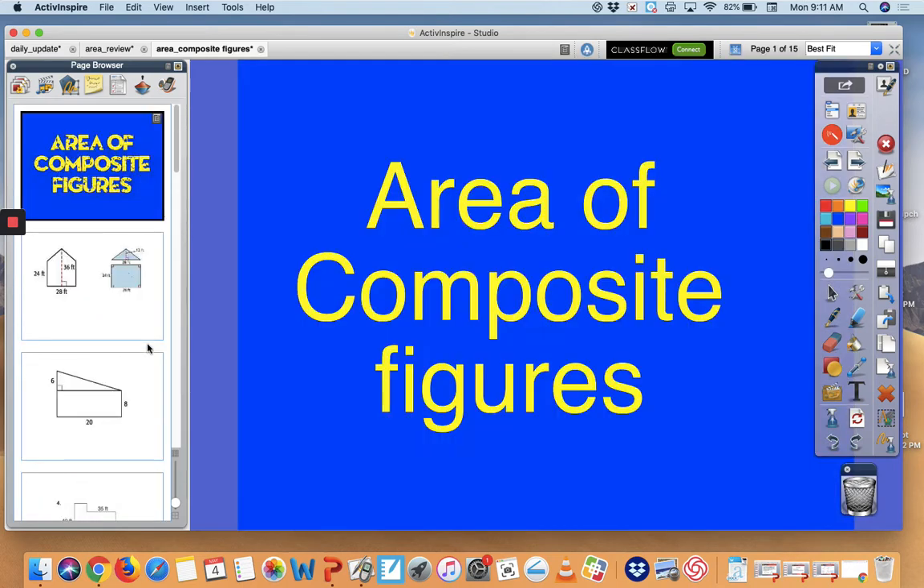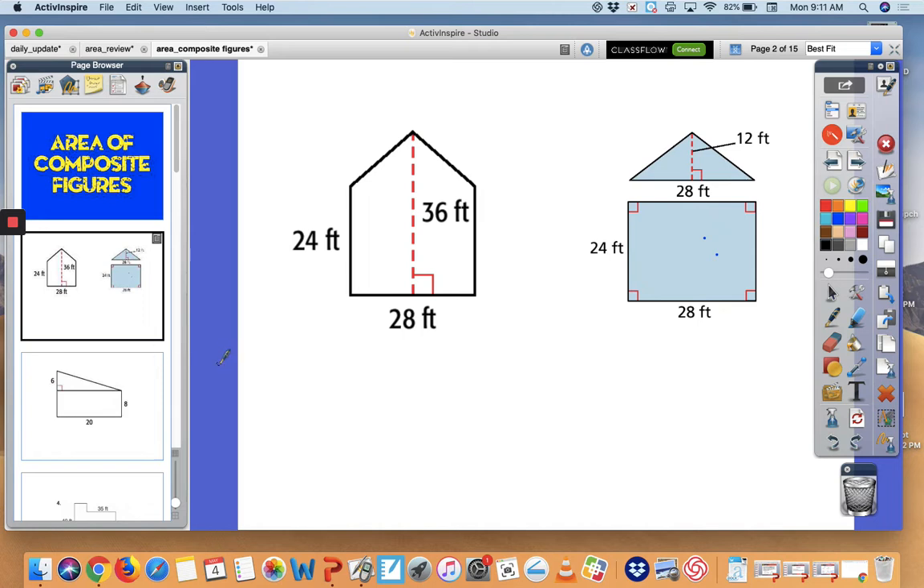Now, finding the area of a composite shape, what you do is you simply split them apart into whatever smaller shapes they have. So in this example here, we split this into a triangle and a rectangle. And then you find the area of each one to figure out the total area. So the rectangle is easy. You do 24 times 28. So 24 times 28 is 672. Should you use a calculator? Definitely yes. So the area of that part of the composite figure is 672.